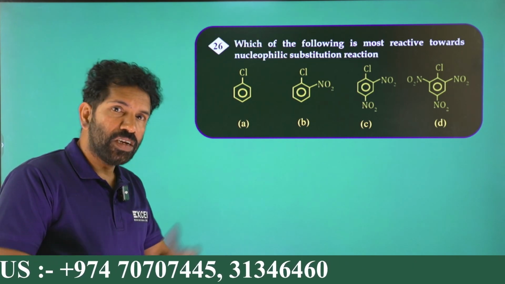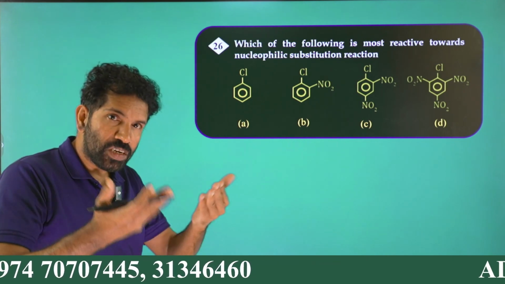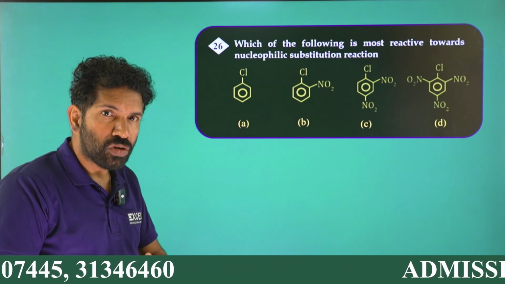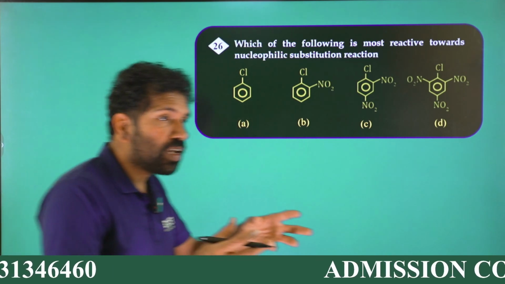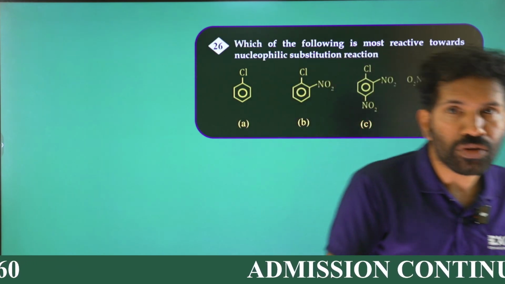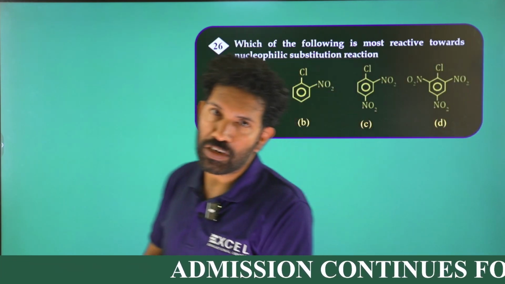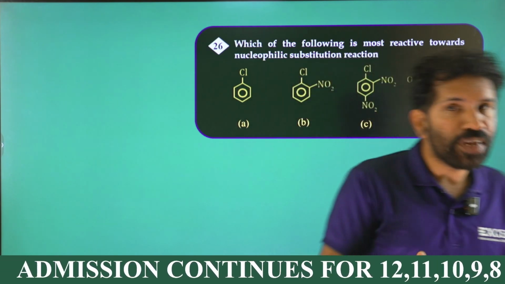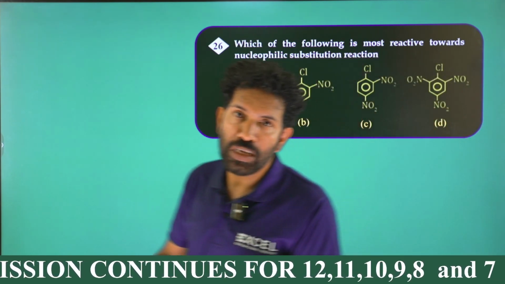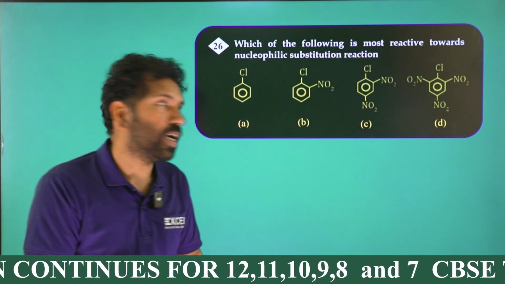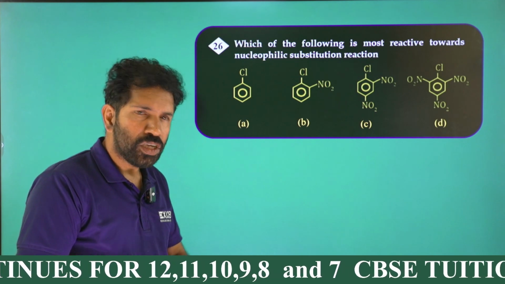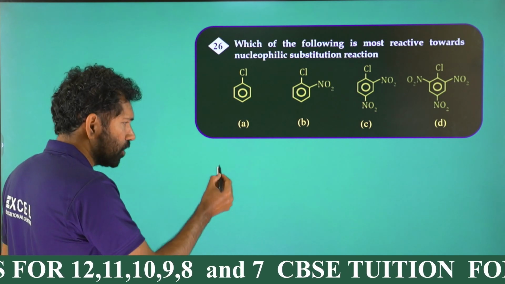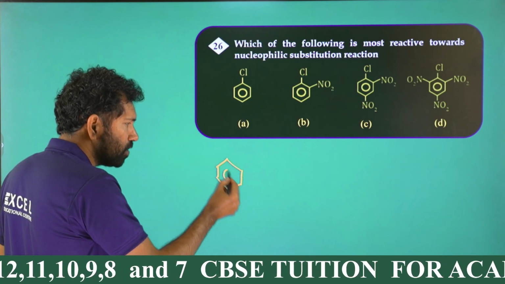We studied nucleophilic substitution. We studied SN1. We studied SN2. Now we know that aryl halides are less willing to undergo nucleophilic substitution reactions. Repeating, aryl halides are less willing to undergo nucleophilic substitution reactions. If you're talking about chlorobenzene, this is chlorobenzene.